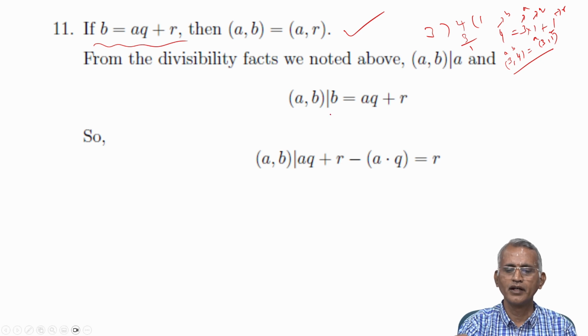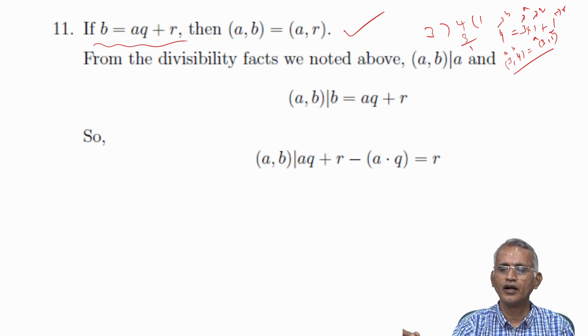So, from the divisibility, the GCD of 3 comma 4 divides B, B is what, here B is 4, right, then definitely this can be written as AQ plus R.